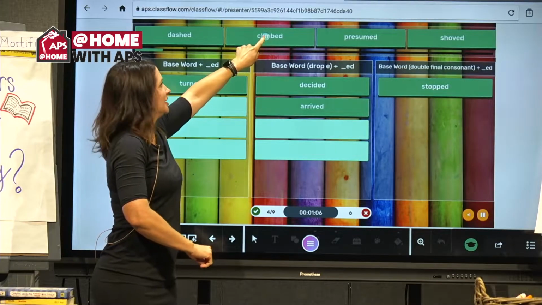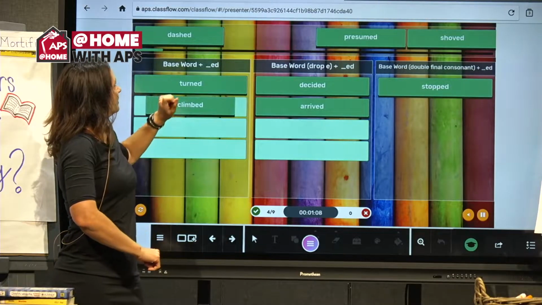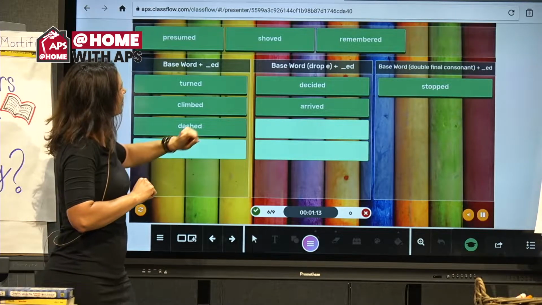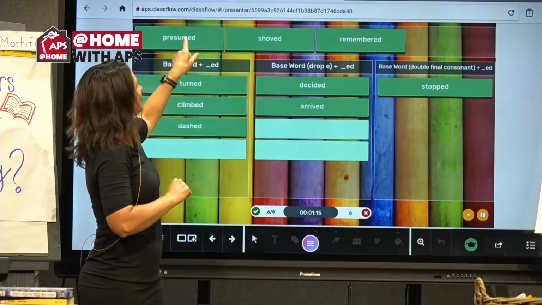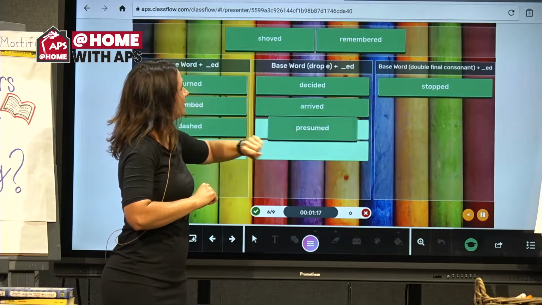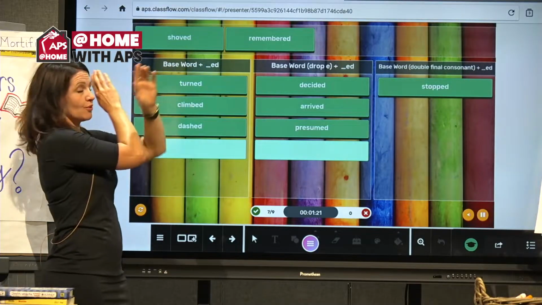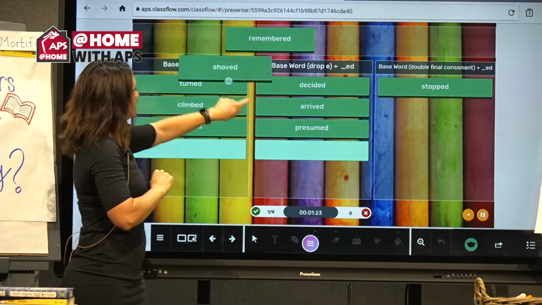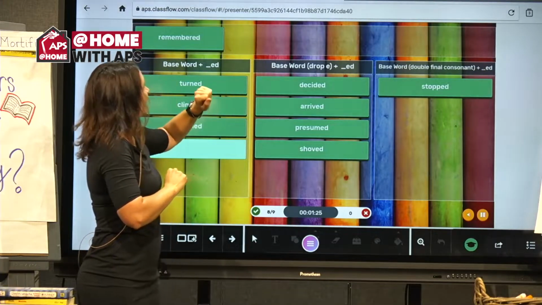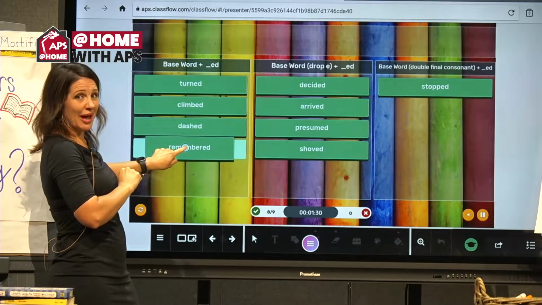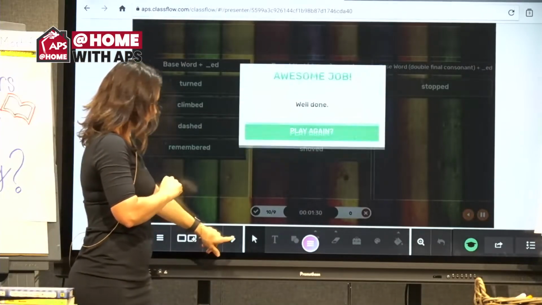Climbed, just add ed. Dashed, also just add ed. Presumed, drop the E, add ed. Shoved, this one, we drop the E, add ed. And finally, remembered. This one's a little tricky because there's actually 2 endings to it.